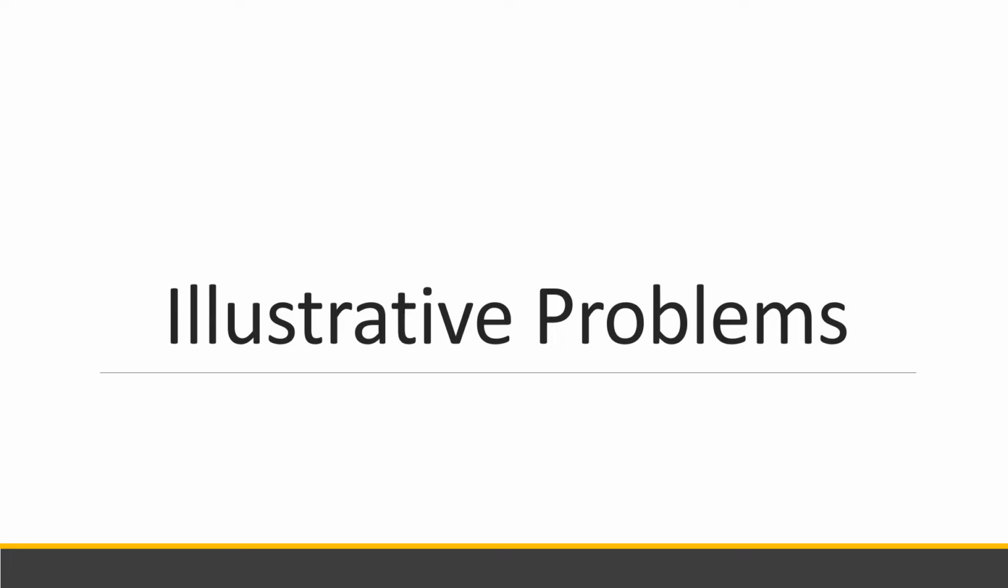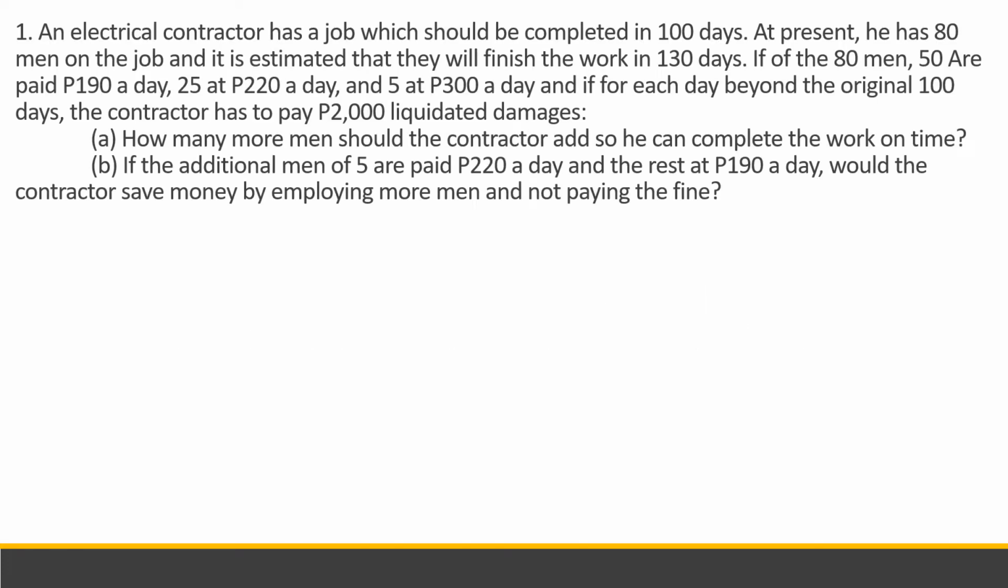So let us solve some problems that are related to present economy studies. First problem: an electrical contractor has a job which should be completed in 100 days. At present, he has 80 men on the job and it is estimated that they will finish the work in 130 days. Meaning the project is 100 days in duration, but with his 80 men, they can finish in 130 days. So they are beyond the given deadline.